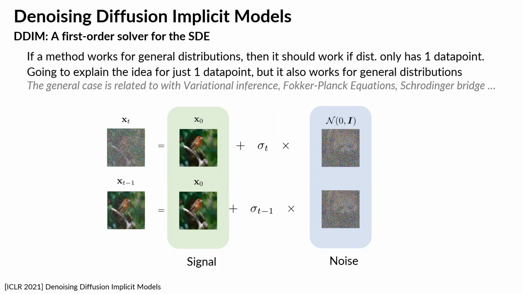So the high level idea is like this. Let's start with a sample x_t, which is basically x_0 plus some Gaussian noise, and the Gaussian noise has standard deviation sigma_t. We want to take one update to get to the next smaller noise level, and this is described as x_{t-1}. And you can think of it as just x_0, the signal.